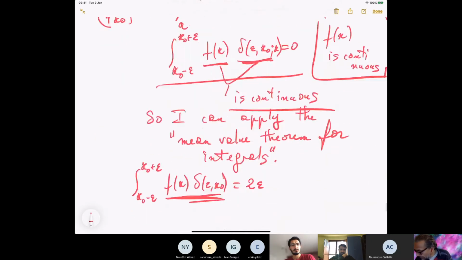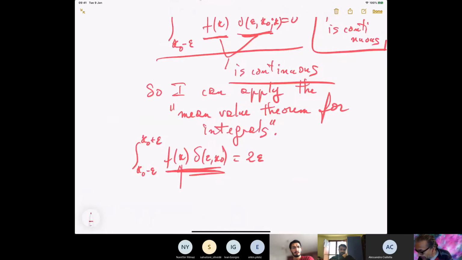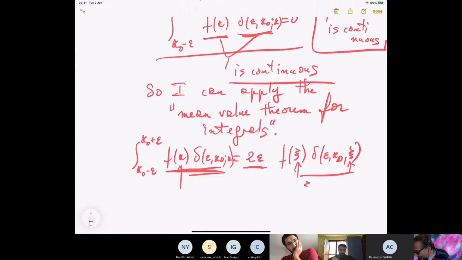So the mean value theorem tells us that this integral is equal to the length of the interval where you are calculating the integral times the value of the integrand function in a point psi. Psi belongs to x0 minus epsilon, x0 plus epsilon.